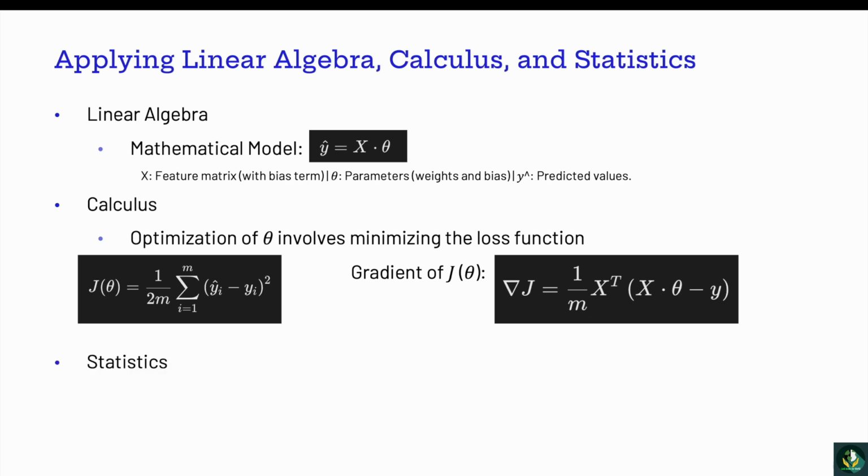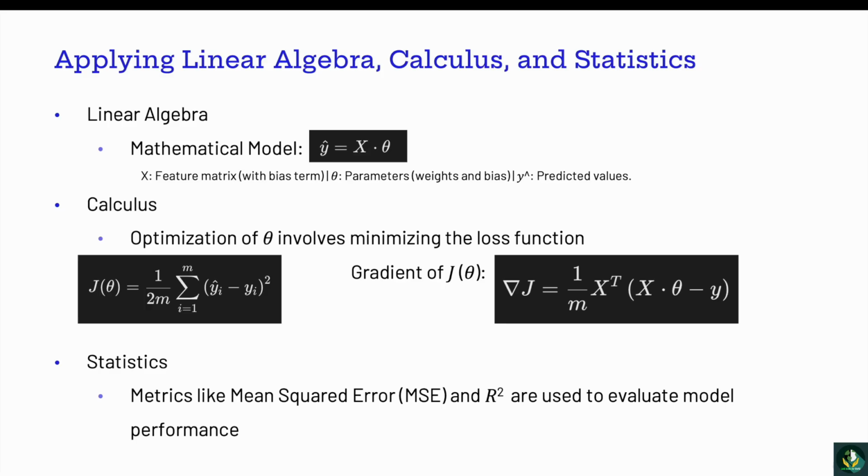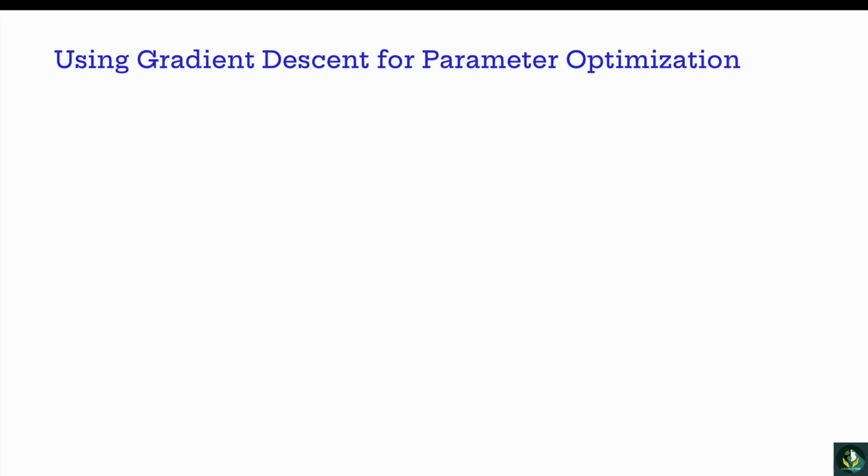Next, we also need statistics. Metrics like mean squared error, MSE, and R square are used to evaluate the model performance. So we're going to look at each one of them in more detail. So first is using gradient descent for parameter optimization.